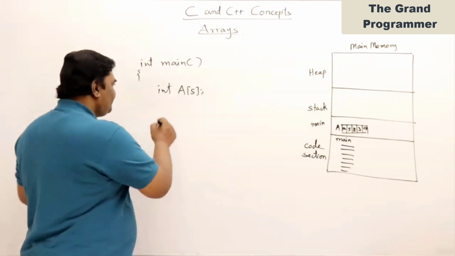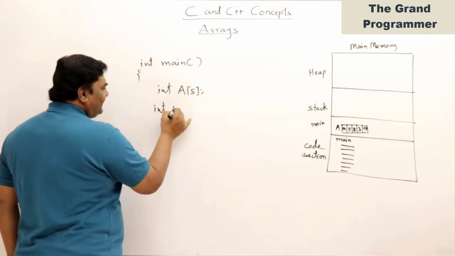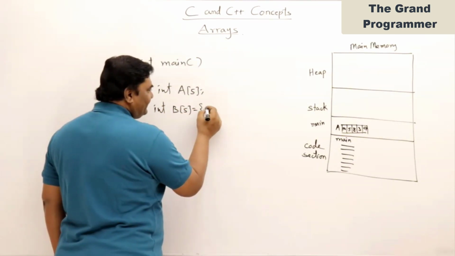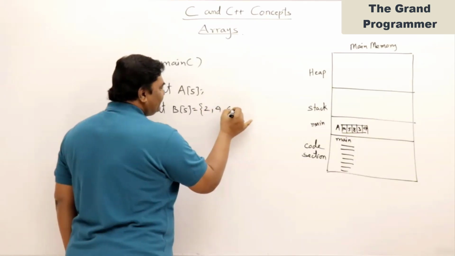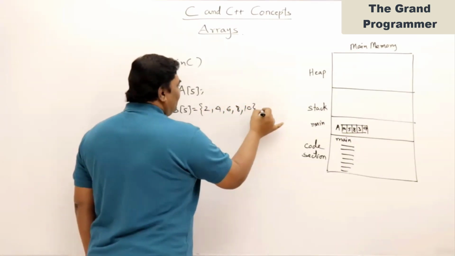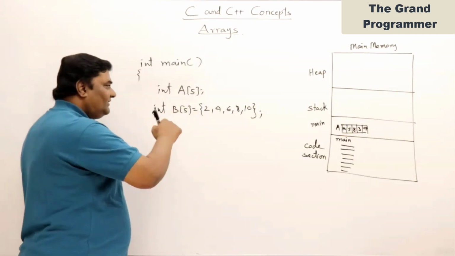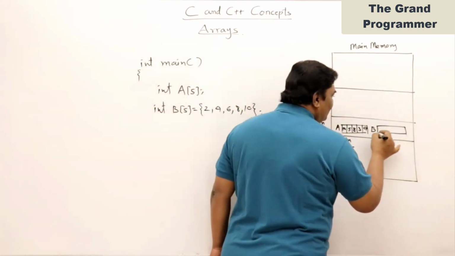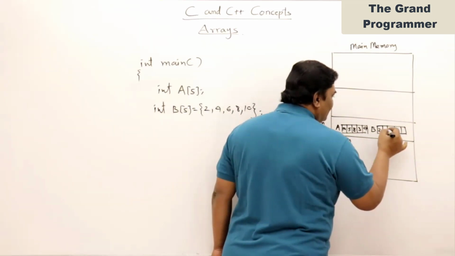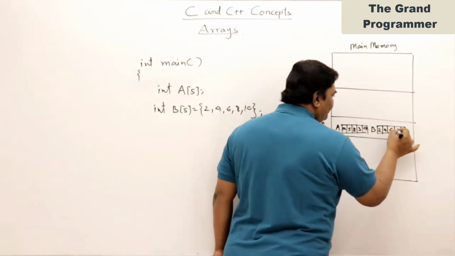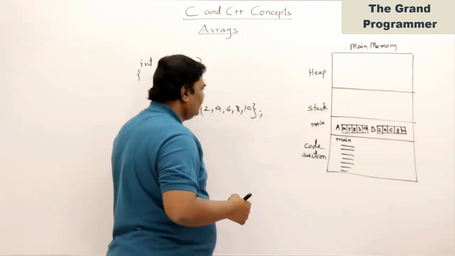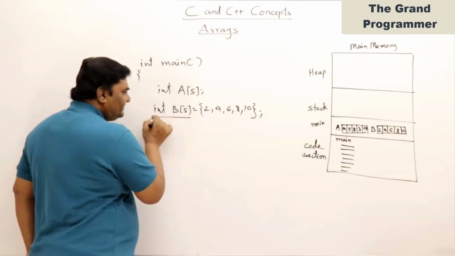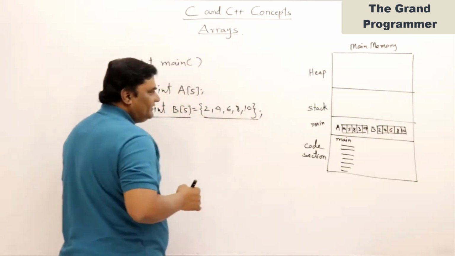Next, I will show you how to declare and initialize an array. This is the declaration of an array. Along with this, I can also initialize it, like 2, 4, 6, 8, 10. So the array will be created and it will already be filled with the values. Suppose an array B is created inside the stack, then it will be filled with the values 2, 4, 6, 8, 10. So this portion is the declaration of an array, and this is the initialization of an array.